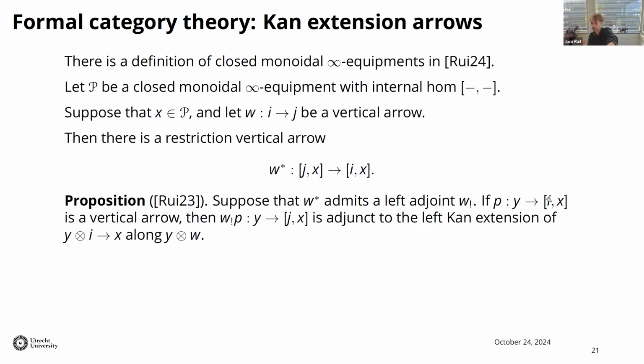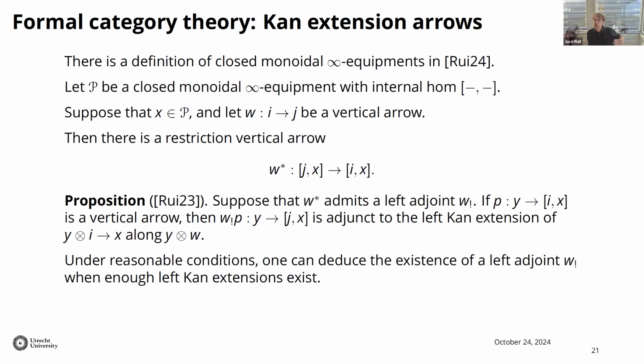Now you have this arrow P from I to the internal hom, and you can adjunct this I over, and then you get this arrow I tensor I to X. And then the statement is, if you can extend this along I tensor W, you precisely get this image of P under the left adjoint W shriek.